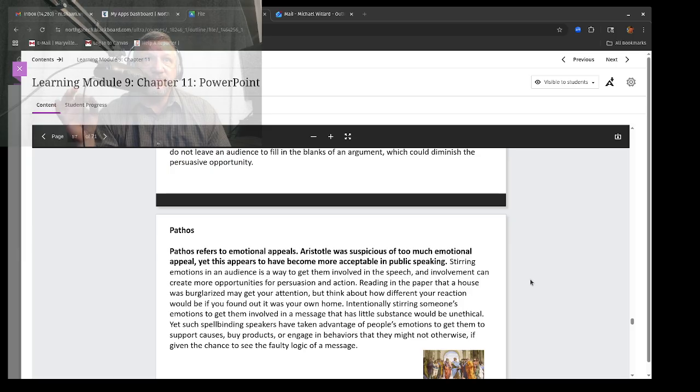Pathos refers to emotional appeals. And Aristotle was too suspicious of too much emotion within people's appeals, because pathos doesn't take into account logos. It doesn't take into account logic. Pathos is pure emotion. If we make all our decisions on pure emotion, what would it be? What would our life be like?